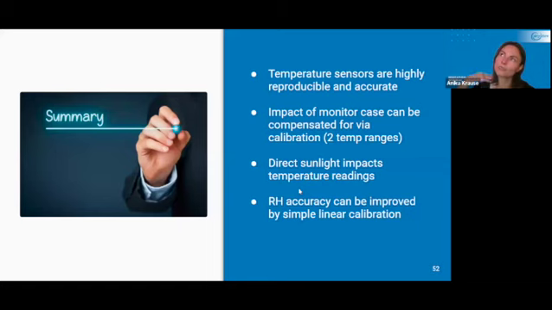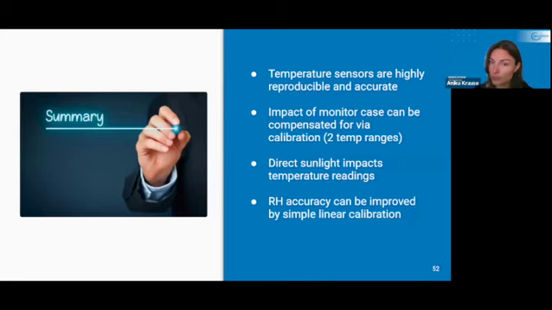So to summarize our relative humidity and temperature correction, we found that the sensors are generally highly reproducible and accurate. So the errors we found were just due to the placement of the sensors inside the monitor case or inside the PM module. But this could be compensated for by calibrating it. And it worked in all locations and for all temperatures we looked at. And for temperature, we used a two-step calibration. So we basically parted the temperatures into 2 temperature ranges.